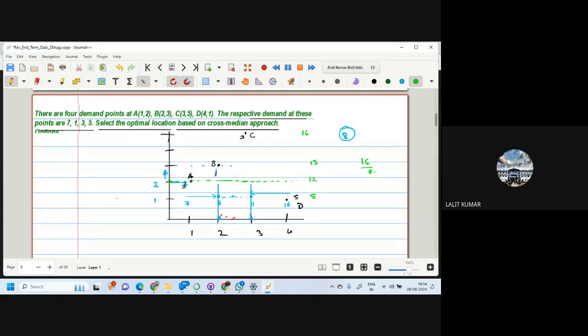Correct. Yeah. So that's why I said it cannot be 3. Oh, okay. Got it. Okay. Got it. Yeah. Okay.